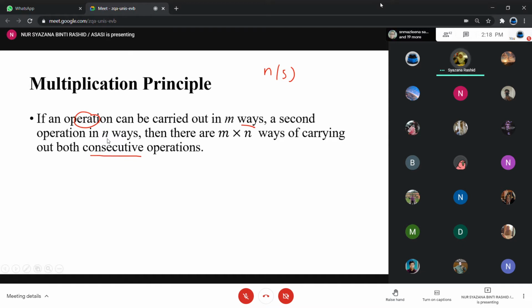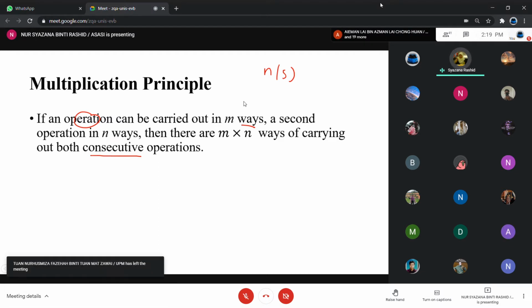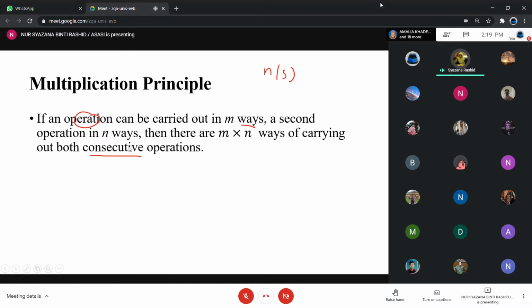So in that case, I akan dapat n ways or n outcomes. So in that example, 2 ways. So first trial tadi, I dapat 2 cara ataupun 2 outcome. Second trial, I dapat 2 outcomes or 2 ways. So how do I find the number of operations in that experiment?